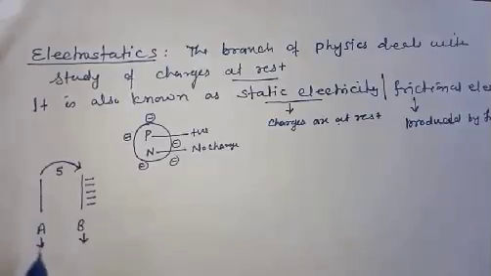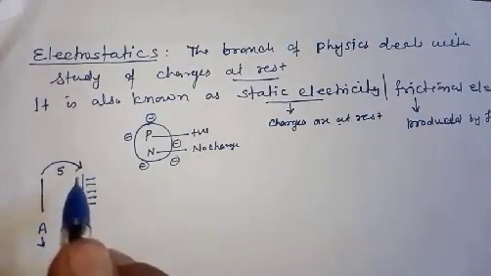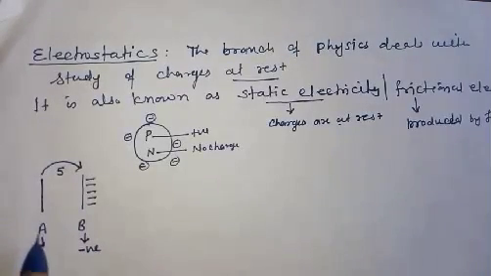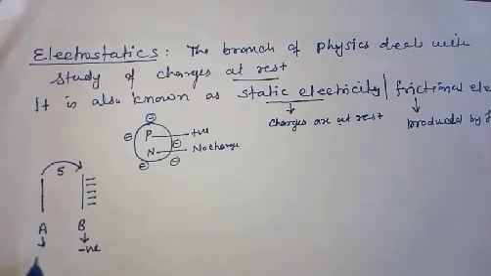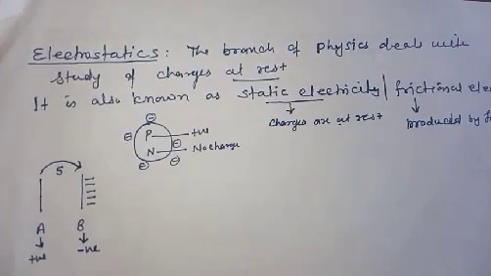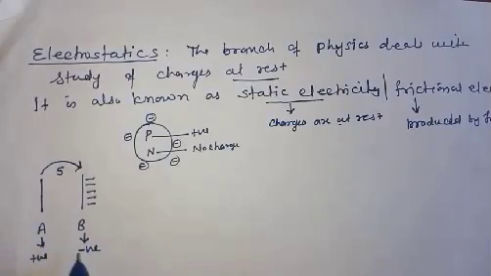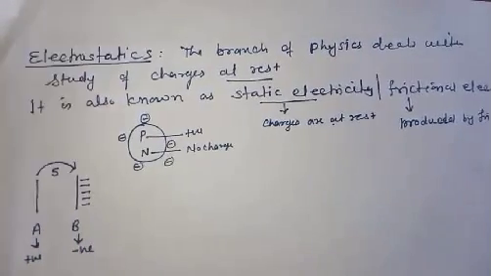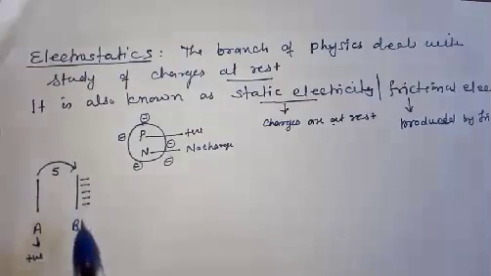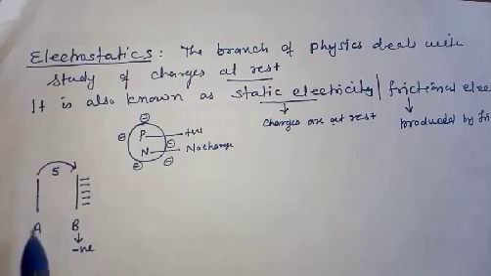So body B, which has the excess electrons, acquires a negative charge, and body A, which has a deficiency of 5 electrons, acquires a positive charge. Hence we conclude that there are two types of charges, positive and negative. The body which gains electrons becomes negatively charged, and the body which loses electrons becomes positively charged.